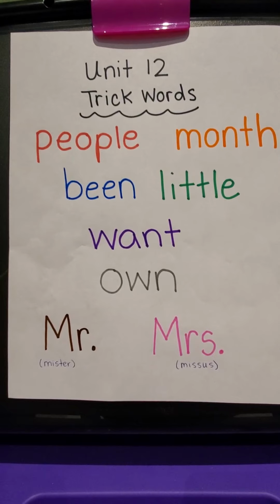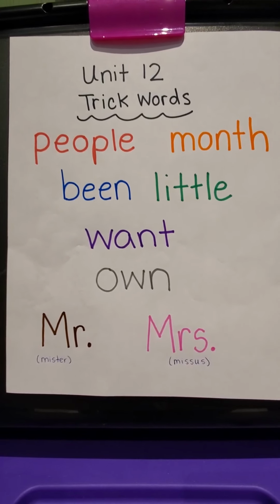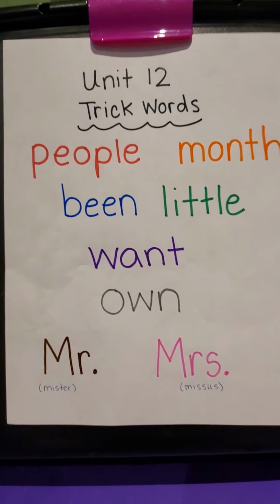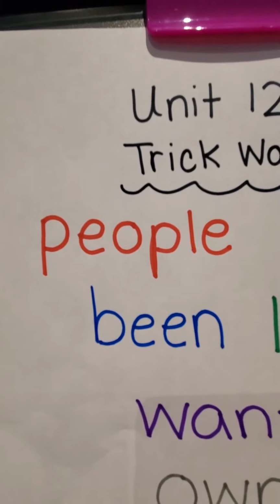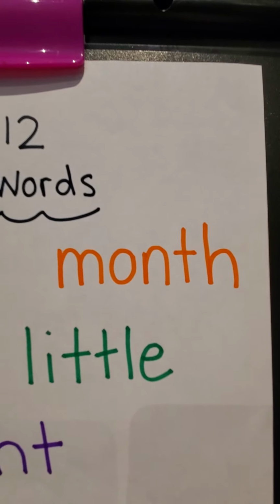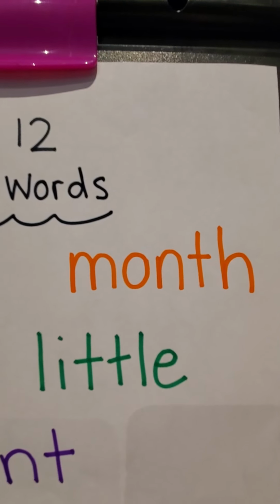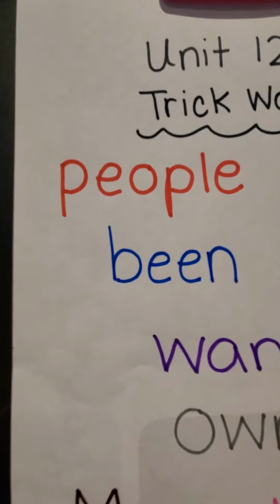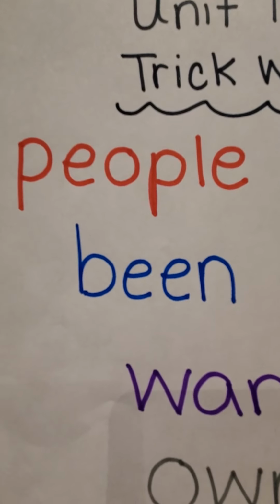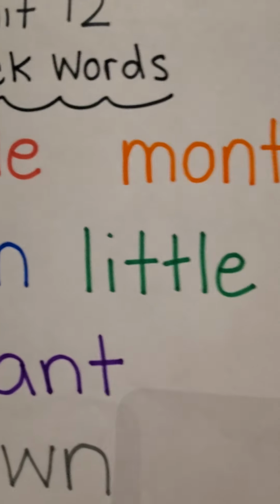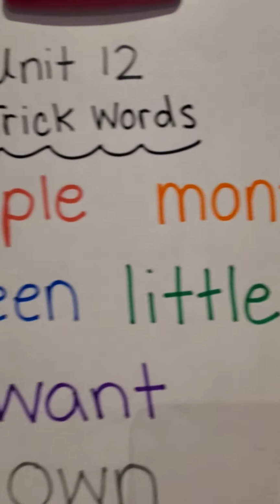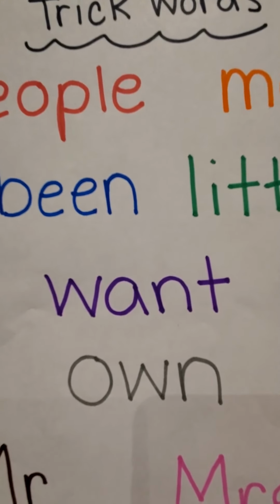And the last thing we're going to review is our trick words. There were some good ones in this unit. A lot. We had a lot for this unit, I mean. We have P-E-O-P-L-E. It's people. M-O-N-T-H is, what do you think? Month. B-E-E-N. Been. Looks like bean, but it's been. Have you been a good worker? L-I-T-T-L-E. Easy one from kindergarten. Little. W-A-N-T. Want.